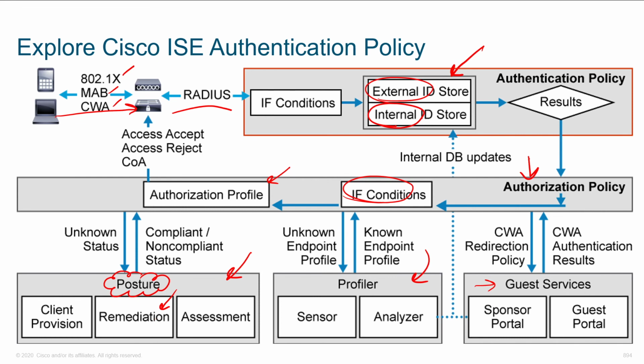As we go on, we can create pretty elaborate rule sets that describe what happens when a user connects to the environment. And again, their status or state could change. That's why we've got that change of authorization.